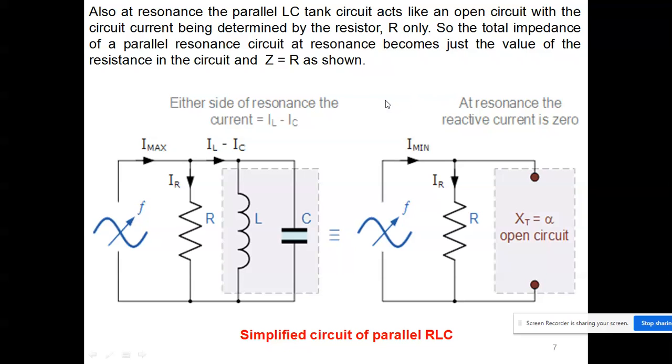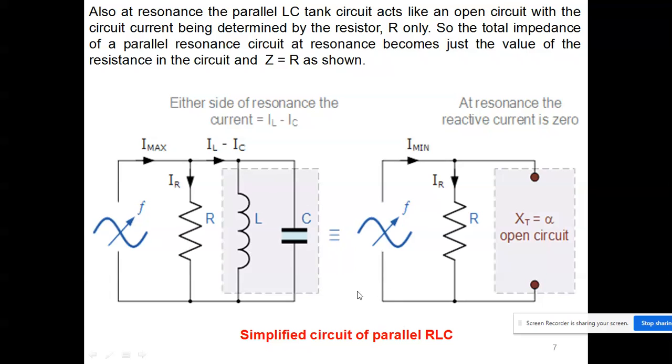So the total impedance of the parallel resonance circuit at resonance becomes just the value of the resistance in the circuit, and it is given by Z equal to R. So you can see here it is nothing but our parallel RL circuit. So I want to simplify this circuit.